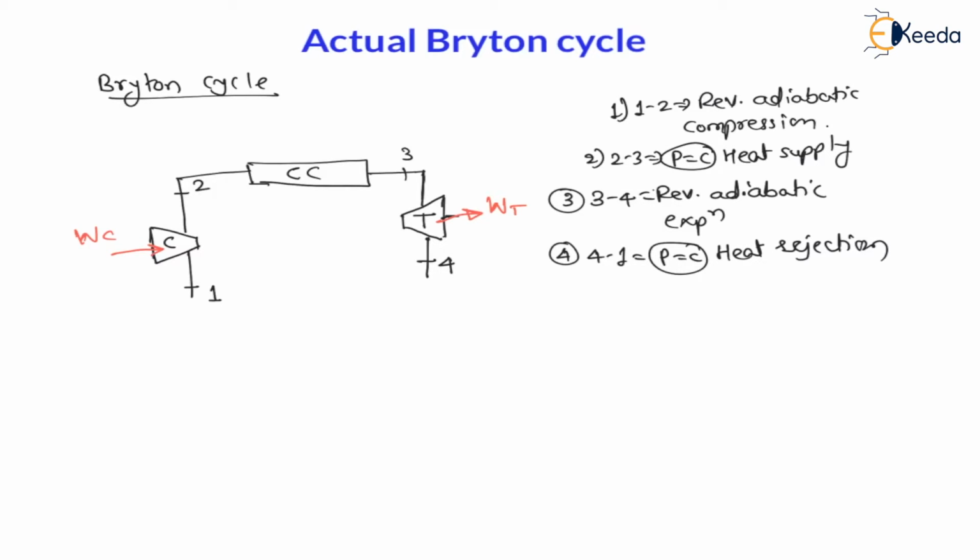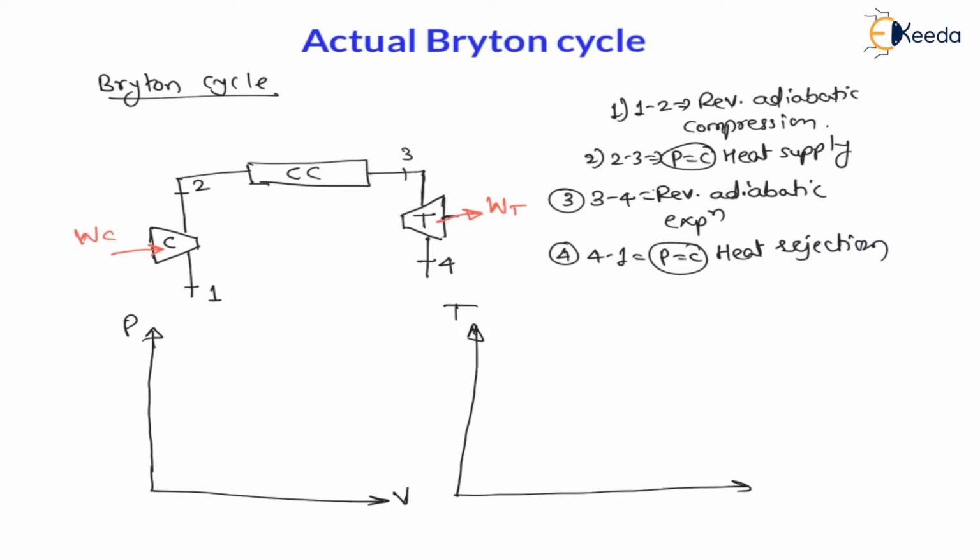Now let us draw the temperature versus entropy and pressure versus volume diagrams for this cycle. For the pressure versus volume diagram, pressure is on the y-axis and volume on the x-axis, and for the temperature versus entropy diagram, temperature is on the y-axis and entropy on the x-axis. The very first process is reversible adiabatic compression in the compressor. Therefore 1 to 2, the process will be like this. The equation is P v raised to gamma equal to constant. Therefore 1 to 2 is the compressor process.